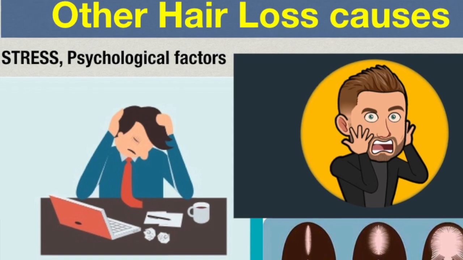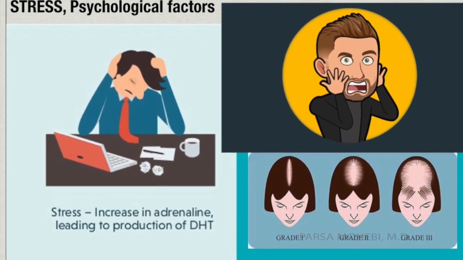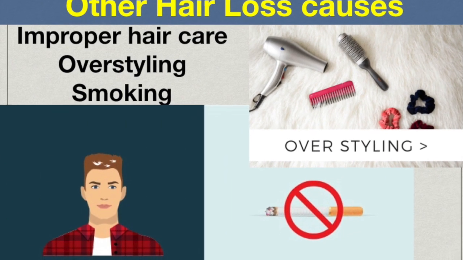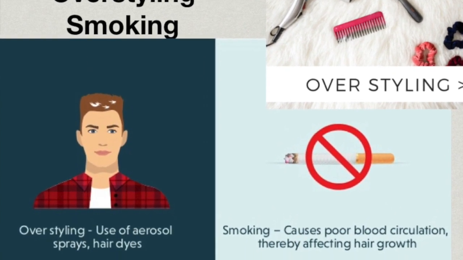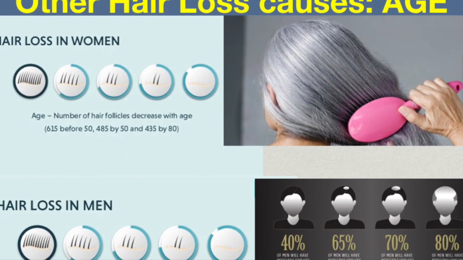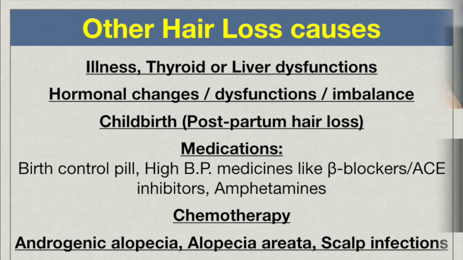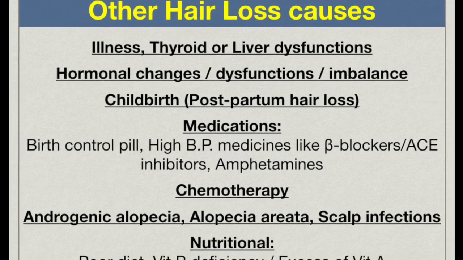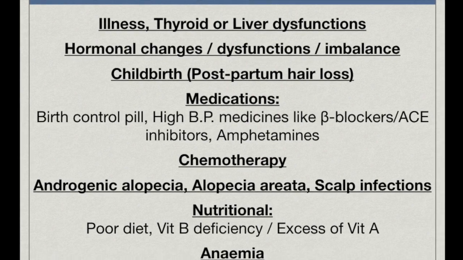Other hair loss causes include stress and psychological factors, with stress increasing adrenaline, leading to production of DHT, or improper hair care, overstyling, smoking, and aging. In fact, the number of hair follicles decreases with age in both men and women. And finally, illnesses, hormonal dysfunction, medications, chemotherapy, poor diet, and so on.